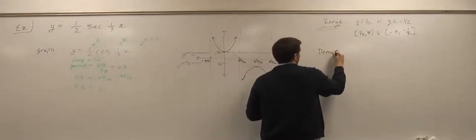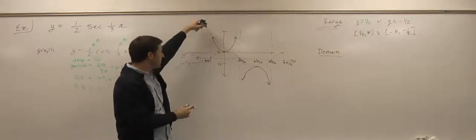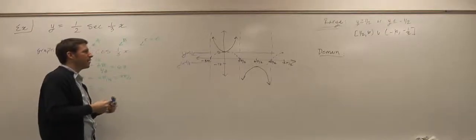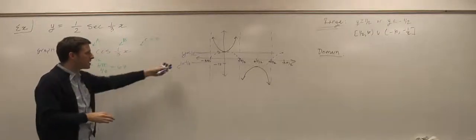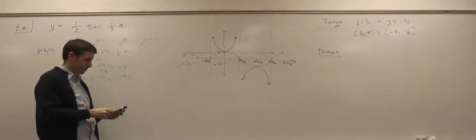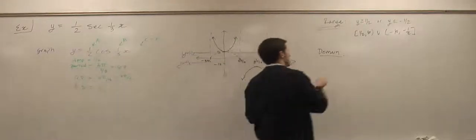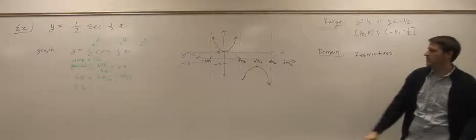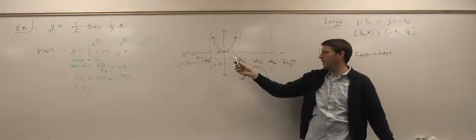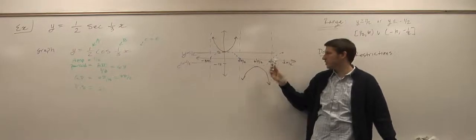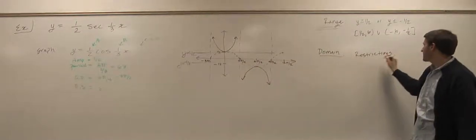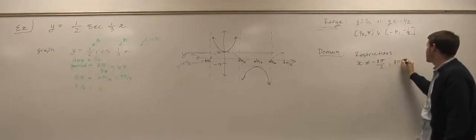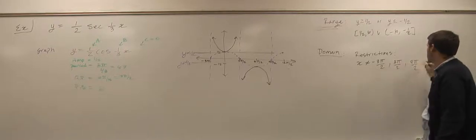Domain. Domain's a tricky one. Right? It's clear you stay above 1/2 and you stay below negative 1/2. But it's maybe a little bit more difficult to figure out where you're undefined here. So what x values do you have problems at here? So let me list my restrictions. What happens is, at negative 3π/2, 3π/2, 9π/2, you have problems, right? So x cannot equal negative 3π/2, 3π/2, 9π/2.